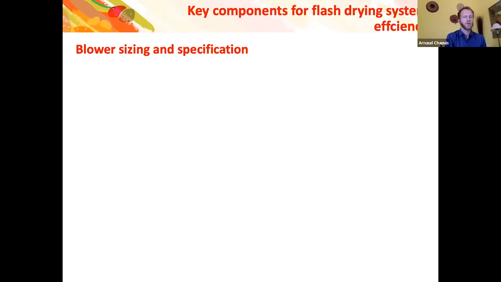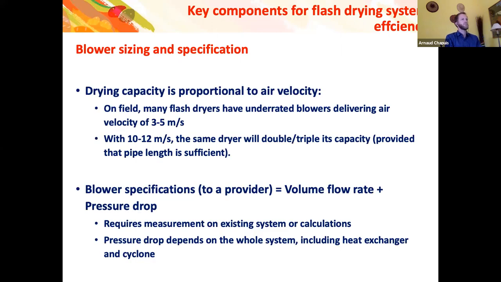Okay, now another equipment that is very important, not especially for energy efficiency, but for overall processing capacity, is the blower sizing and specification, because we have noted during company diagnostics that there are many problems with blower design. The problem is that, as I said before, the drying capacity is proportional to air velocity. And in the field, we have seen many flash dryers operating with air velocity as low as 3 to 5 meters per second. So that reduces a lot the drying capacity that they could achieve.